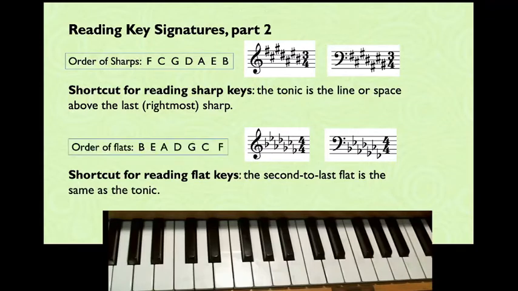Flats always appear in this order: B, E, A, D, G, C, and F. Once again, C flat and F flat are enharmonic respellings of B and E. The shortcut for reading flat keys is that the second to last flat is the same as the tonic of the key. So in this key signature of 7 flats, the second to last flat, once again, is on the 3rd space from the bottom of the treble clef staff. So it must be C flat. So this must be the key of C flat major. Again, not a key you'll come across too often. C flat major is probably more easily written as B major.